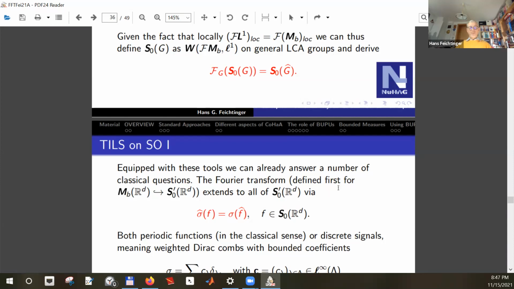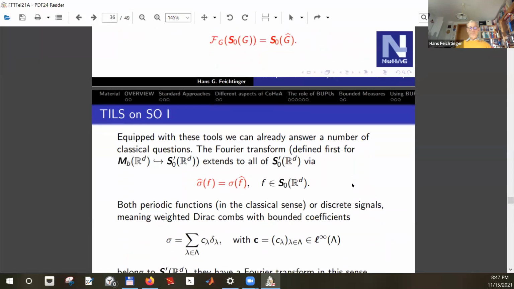So this is something that you cannot do with C0 and the bounded measures. You could already do it with the Wiener algebra. The Wiener algebra can be embedded into the dual space, which is the space of translation bounded measures, but that's not Fourier invariant. So that's the big advantage of this space. This test space is both embedded into the dual space and Fourier invariant.